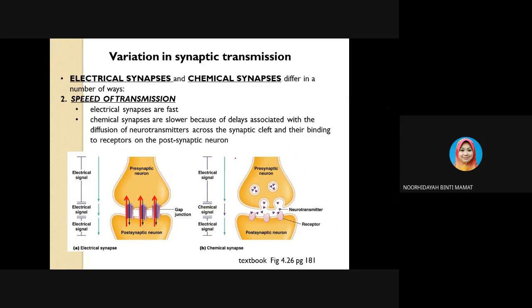This is because of the delays associated with the diffusion of the neurotransmitter across the synaptic cleft, and also with its binding to the receptor on the postsynaptic neuron. So this is the process that delays the transmission of the signal. Basically, the speed of transmission in the electrical synapse is faster compared to the chemical synapse.